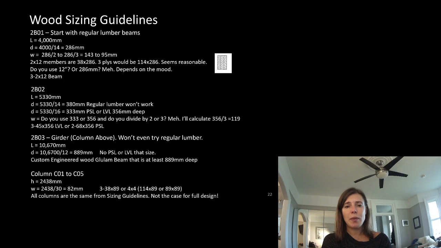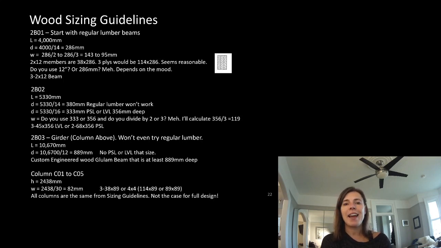What's the difference between PSL and LVL? That's a good question. Not much. Different manufacturers make it different ways. They were both being invented around the same time. They have pros and cons for each of them, but they're pretty darn close to each other. One is slightly stiffer, and one is slightly stronger. So you can't just straight up interchange them from one another, but they're pretty darn close to each other.